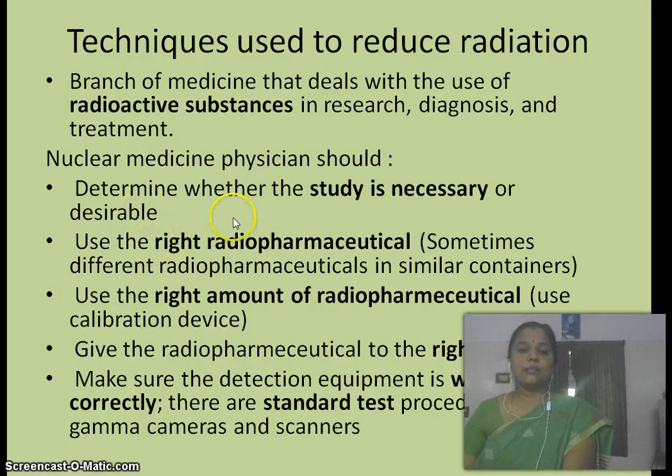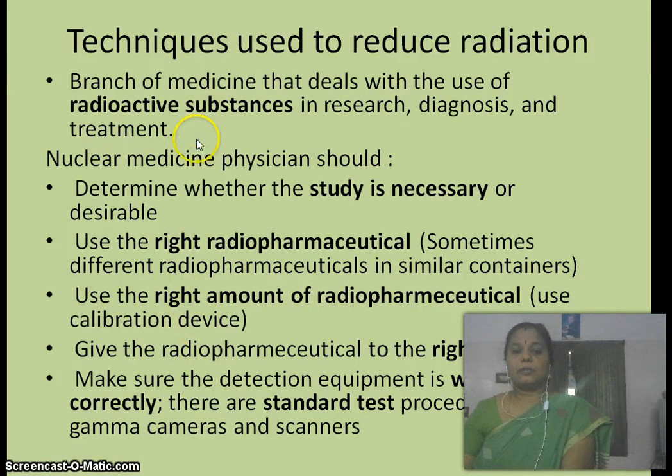attentive to use the right radiopharmaceutical radionuclide, because different radiopharmaceuticals will be in similar containers. So he should always ensure whether the right radionuclide is used for treatment and the right amount is used. For example, if iodine 131 is used for thyroid treatments, then he should be aware of whether the right amount of radionuclide is given to the patient for therapy, and whether this pharmaceutical is given to the right patient or not. Sometimes due to confusion it might be mishandled, it might be given to the wrong patient.